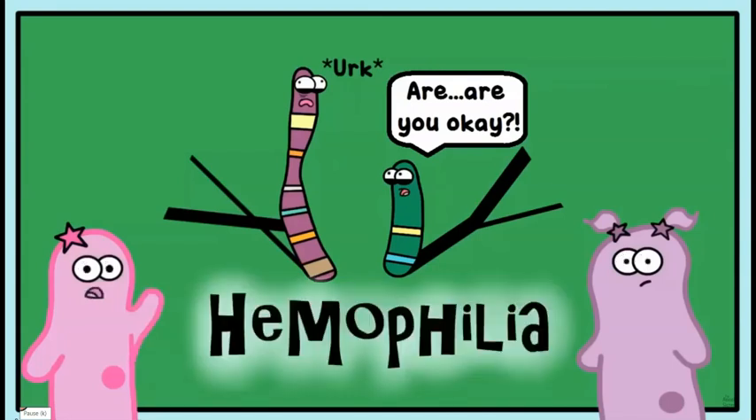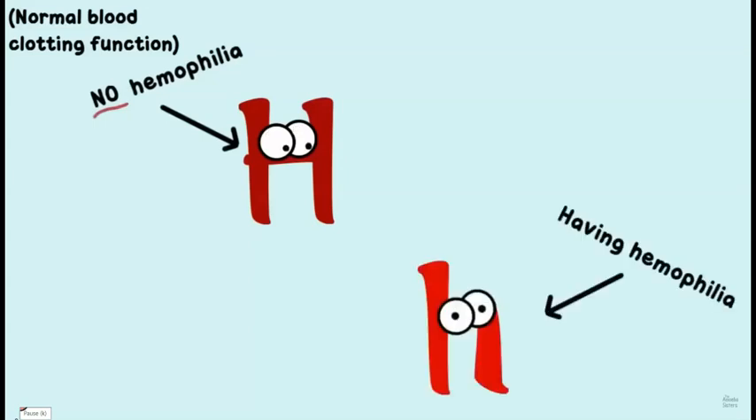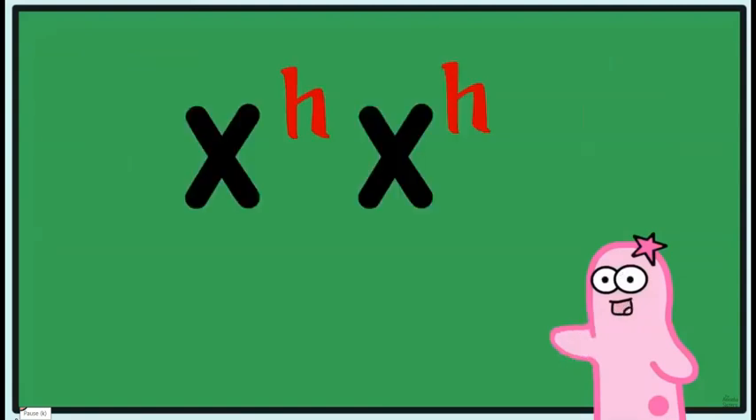The disorder hemophilia is like this. Now we will use the letter capital H to represent an allele for having normal blood clotting function and a letter lowercase h to represent an allele for having hemophilia. Hemophilia is a sex-linked recessive disorder, which is why it's being represented by a lowercase letter h. Only it must be placed on the sex chromosome as a superscript, like an exponent.